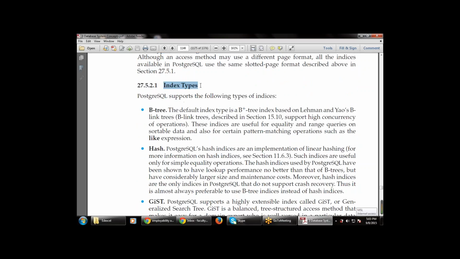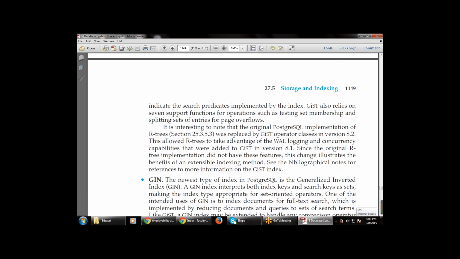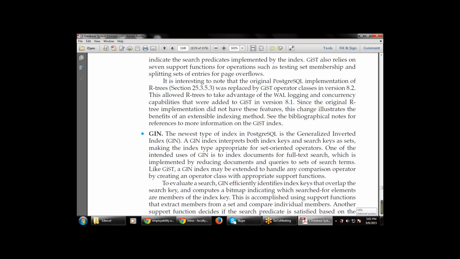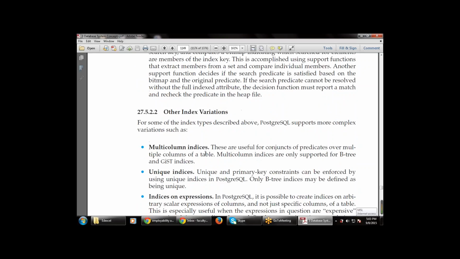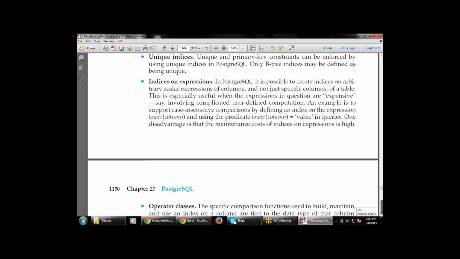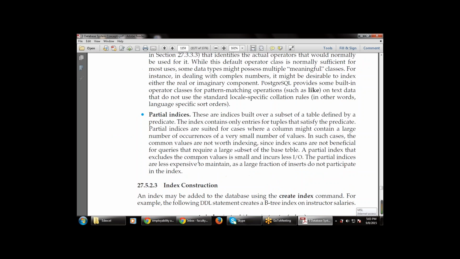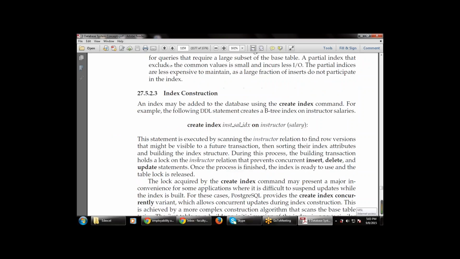Now, what are the various index types that are supported by PostgreSQL? PostgreSQL supports the following types of indices: the B-tree, then the hash, then GiST, then GIN, that is the generalized inverted index. And there are a few other index variations that support more complex uses: multi-column indices, unique indices, indices on expressions, operator classes, and partial indices.